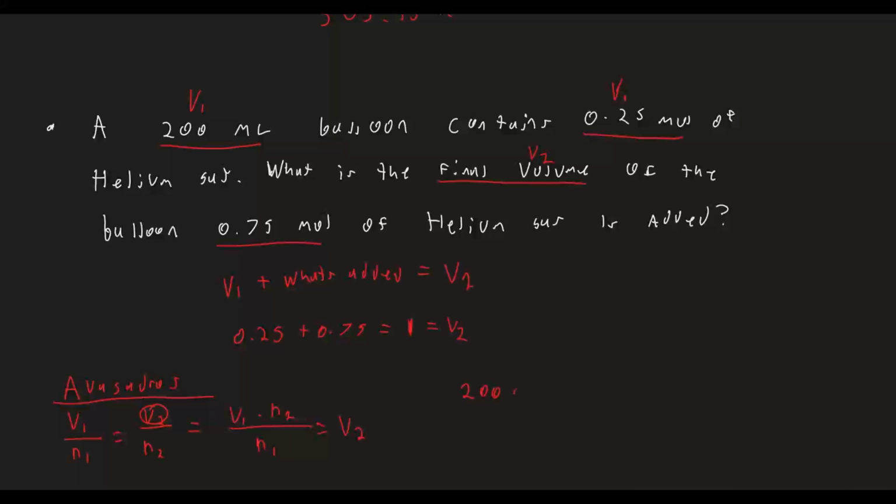200 milliliters multiplied by 1 mole divided by 0.25 moles equals 800 milliliters. So if we added 0.75 moles of helium to a balloon that was 200 milliliters, it would increase to 800 milliliters. So that's how much it would go to.